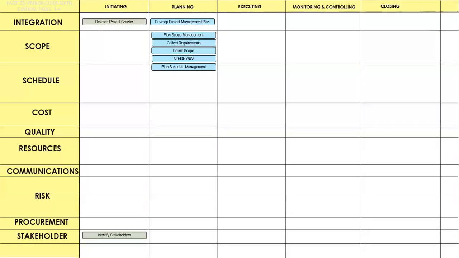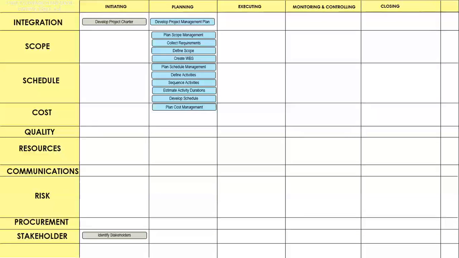We then move into planning schedule management, and then we begin defining the activities. We come out with an activity list. We then sequence the activities. We estimate the durations for those activities. And finally, we put all that together into a schedule.